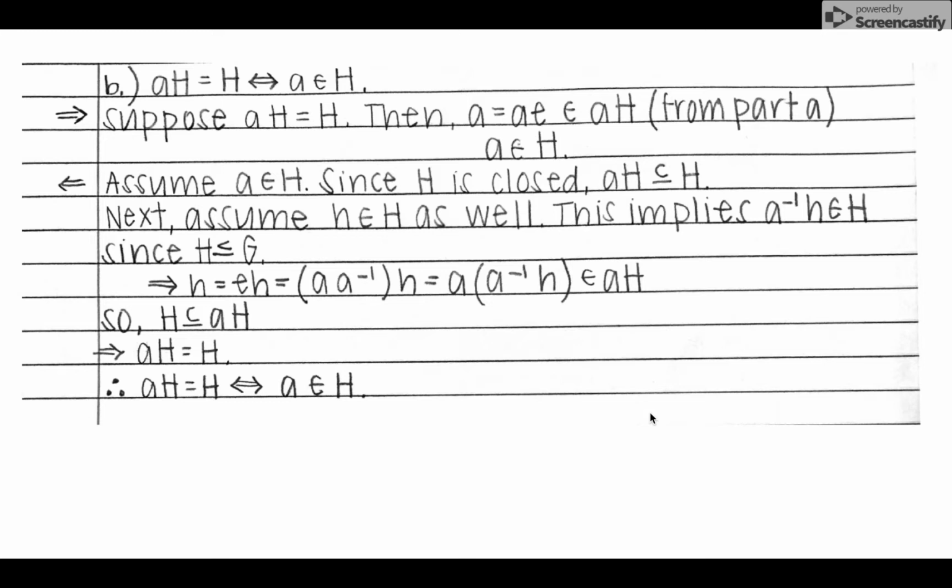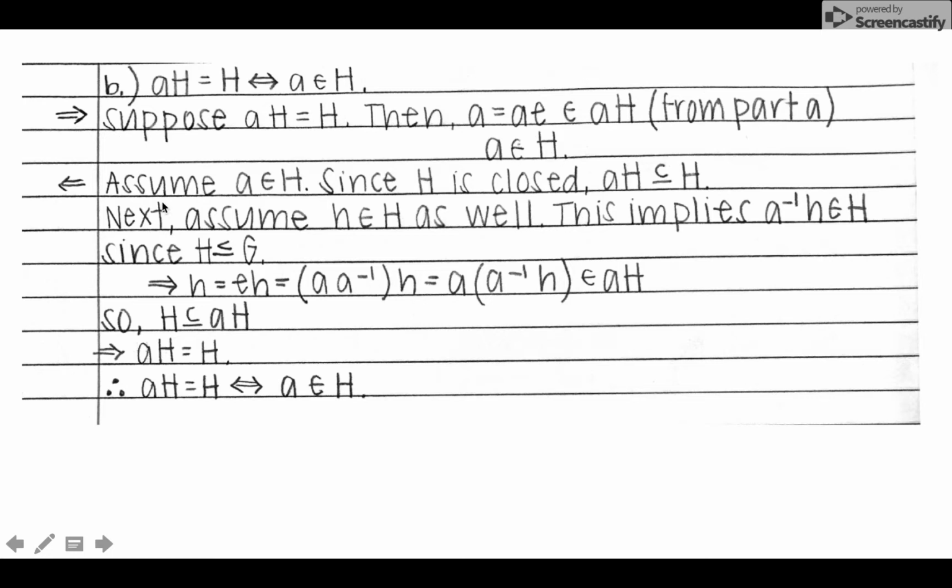I had homework 11 problem number 1, parts B and D. Part B is: AH is equal to H if and only if A is in H. So I proved, suppose AH is equal to H, then A is equal to AE, and that's from part A. That's in AH, and since AH is equal to H, then A is in H.